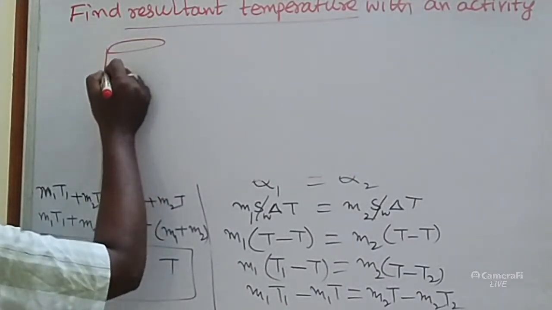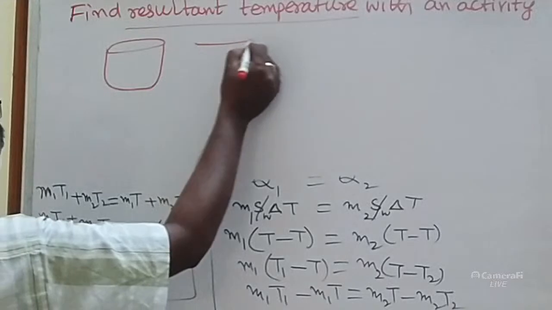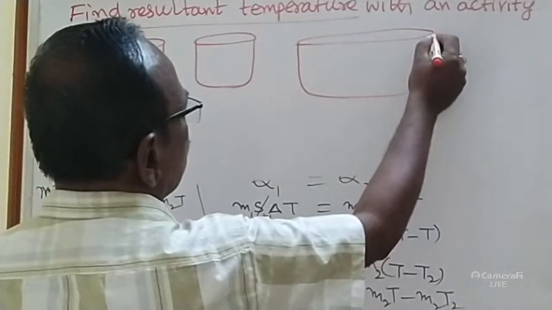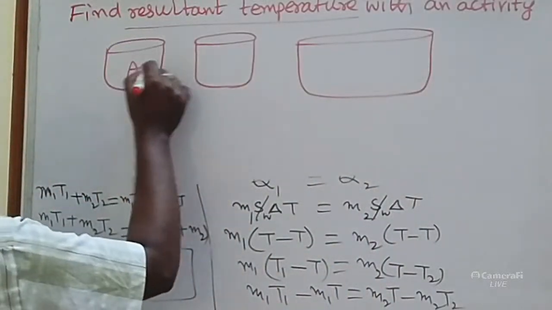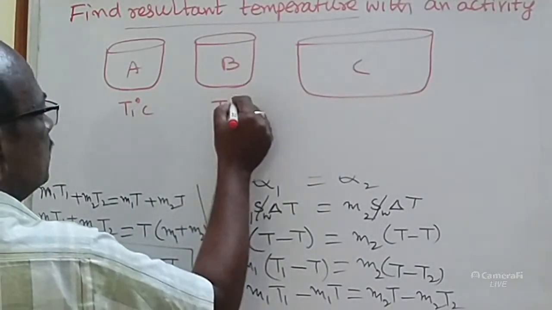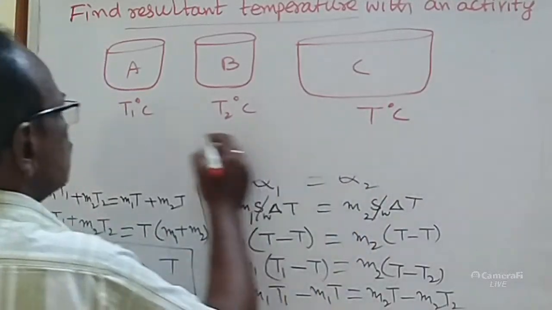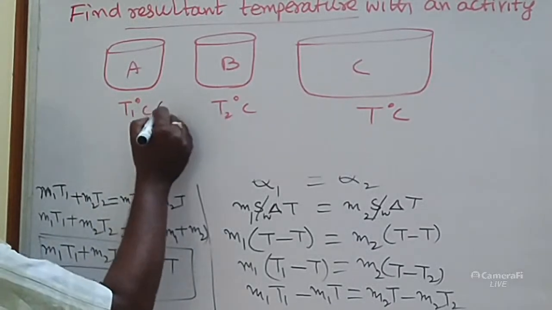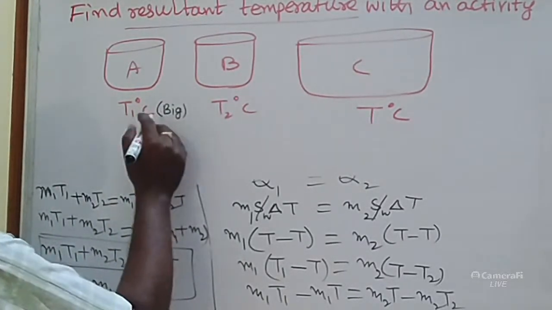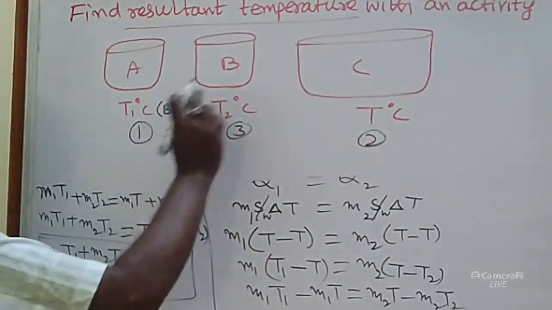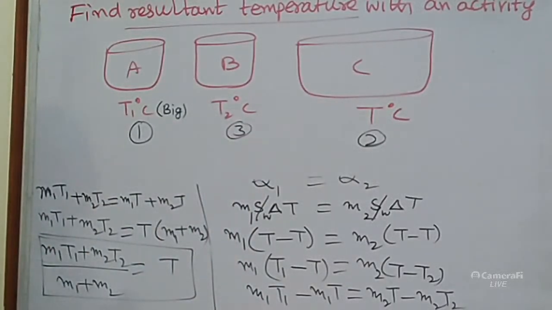The board is not sufficient, so two beakers are there. Now I can take one big beaker. So this one is beaker A, beaker B, beaker C. Here T1 degrees Celsius, here T2 degrees Celsius, here T degrees Celsius. So which one is the big one here? The big temperature, big value, this one is big. This is first position, this is second position, this is third position, in temperatures. So here we want to prove now.